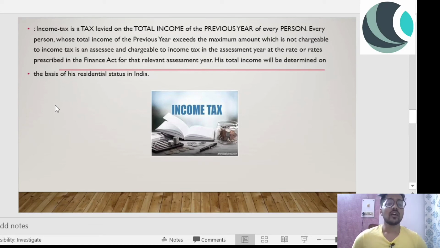So, in the year at the rate or rates described in the Finance Act for the relevant assessment year, his total income will be determined on the basis of residential status in India, right? So his total income will be determined on the basis of residential status. Let's suppose if he is a citizen of the country, ordinary, non-ordinary, so it will depend, right? So this is all about income tax.